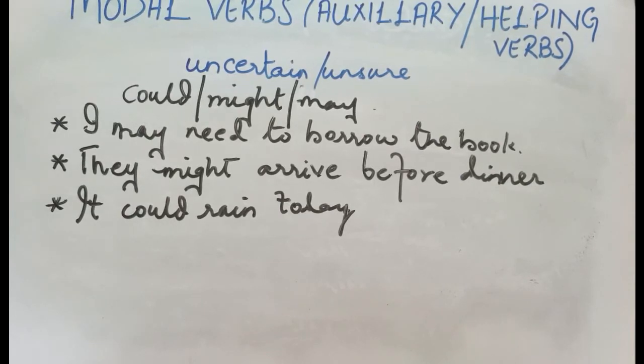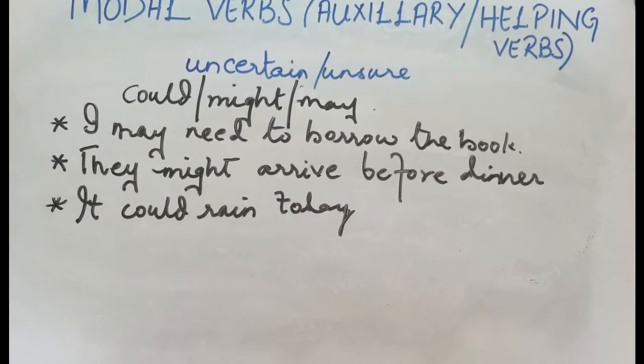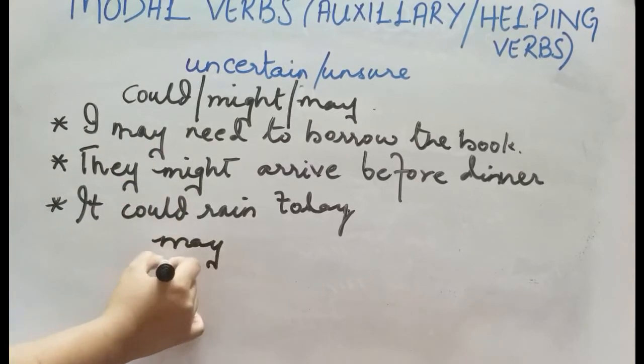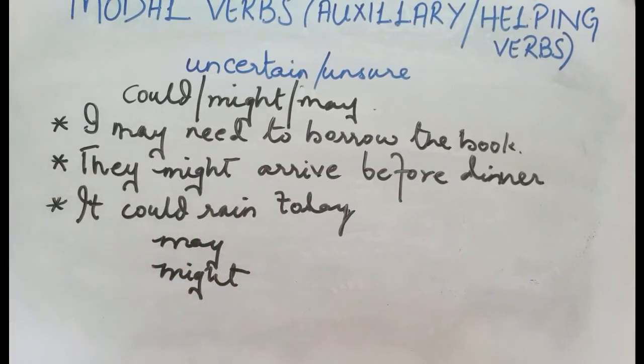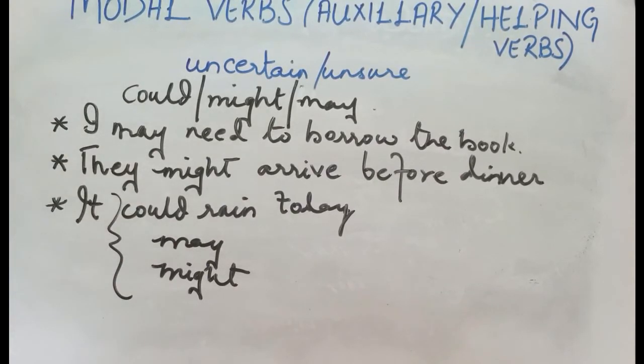Okay, the third one is it could rain today. Okay, chance that something may happen, you are using could again. It could rain today, it may rain today, it might rain today. All three of them are correct. Okay, when there is a least chance, you can say it could rain today, it may rain today, it might rain today. Okay, all three are correct.